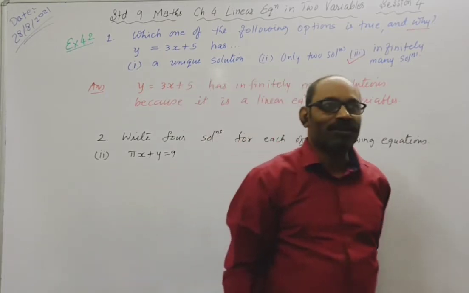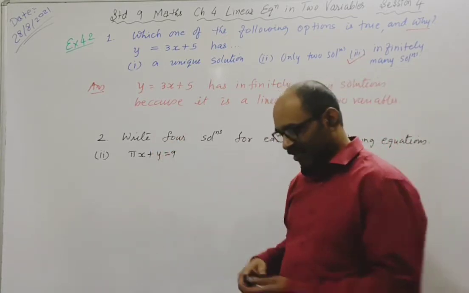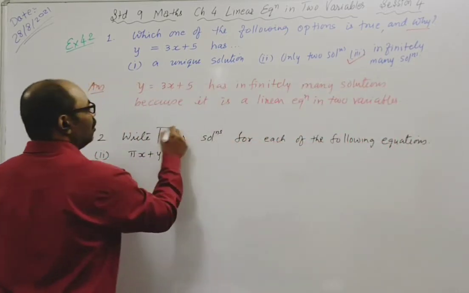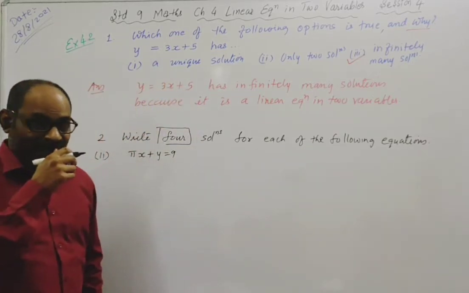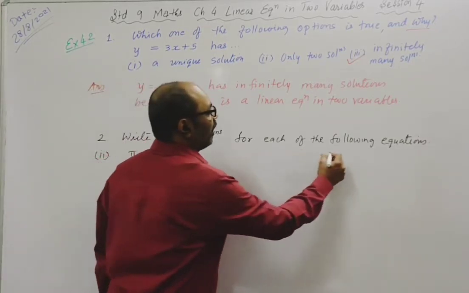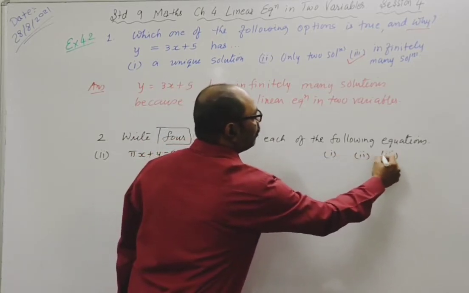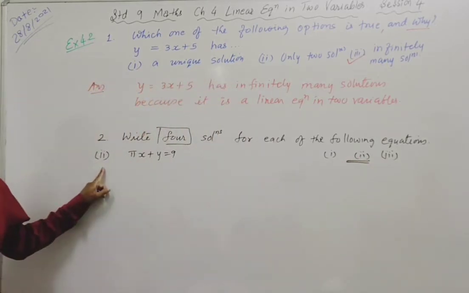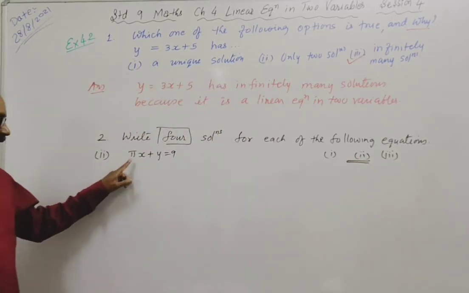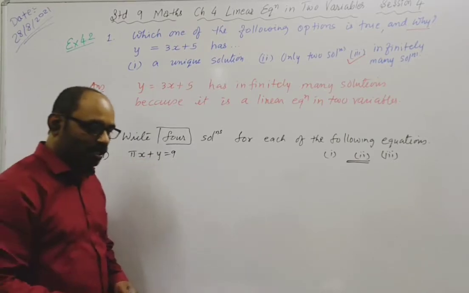We have already solved that type of question. Write 4 solutions for each of the following, or 3 equations actually, 1, 2 and 3. But I am going to solve only the second one. Can you see here? Yes. And it is 5x plus pi y is equal to 9.